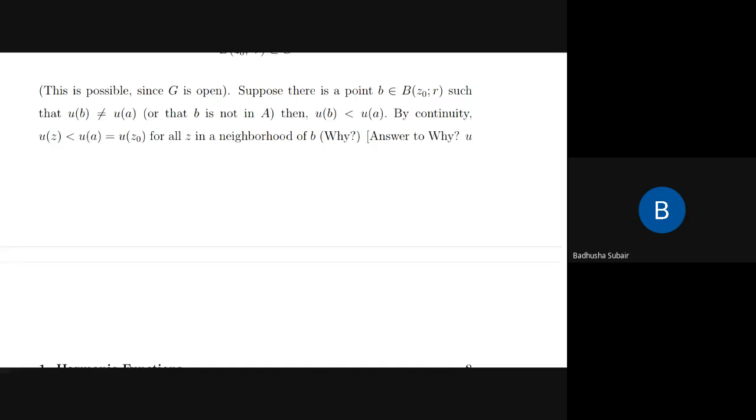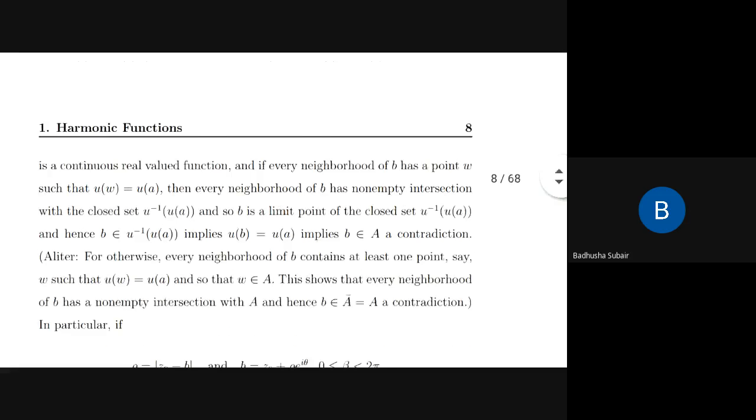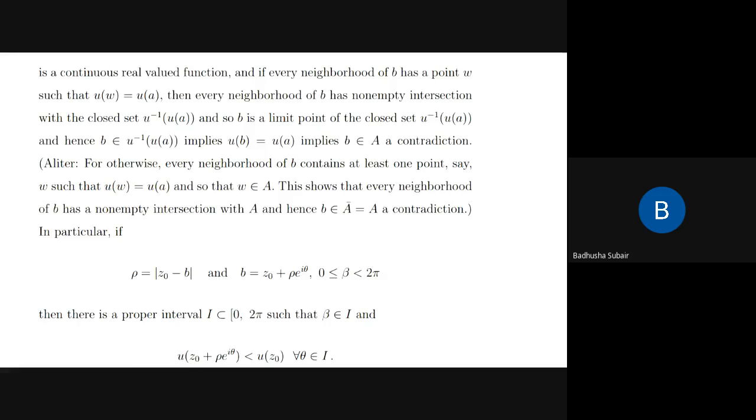That is, if rho equals mod z naught minus b, a circle is taken where b equals z naught plus rho e raised to i theta, 0 less than or equal to theta less than 2 pi. Here we can find an interval which satisfies the condition u of z naught plus rho e raised to i theta less than u of z naught for all theta belongs to I.